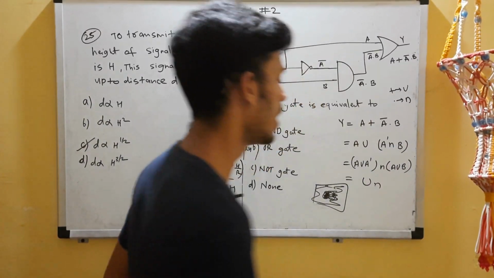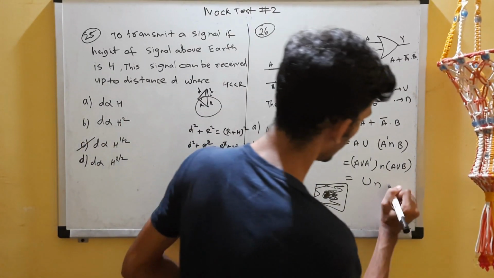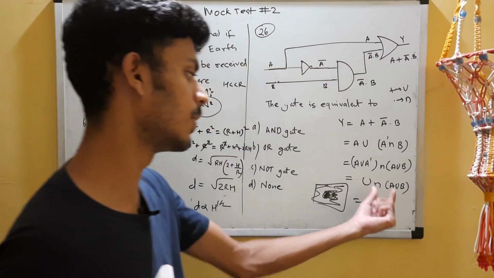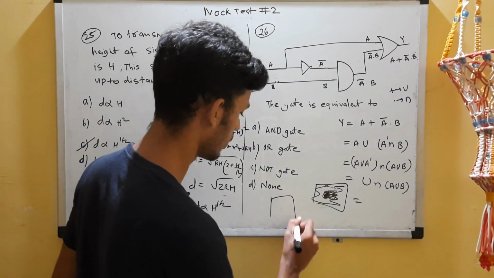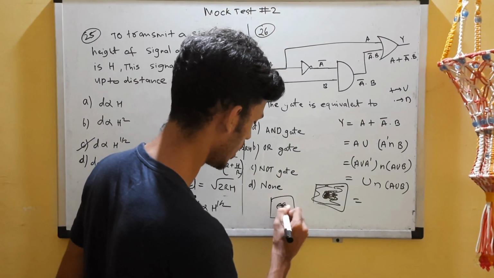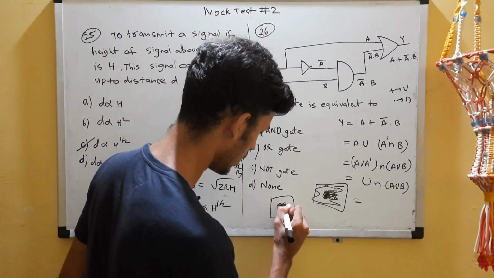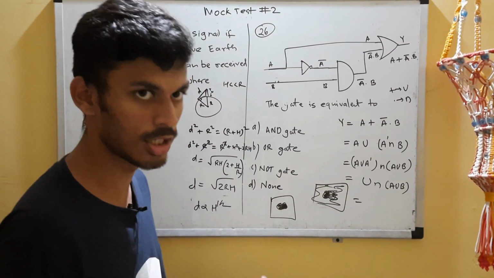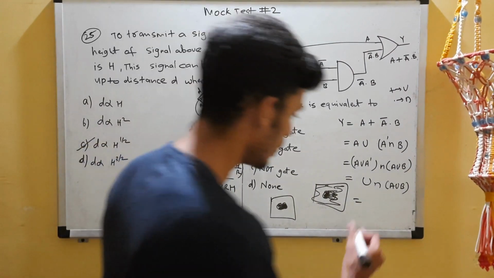And intersection A union B, we'll keep that as it is. So what is the intersection between A union B and A? Now it's easy to imagine. This is A and B, this is A union B, right? And the universal set is the entire thing. What is the intersection? What is the common part? Of course, A union B, right?